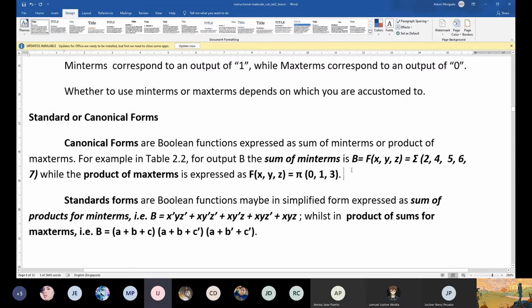Ma'am, saan po galing yung pi? Pi. When you say pi, that's a symbol used to express max terms. So when you say summation, that is min terms. When you say pi, that is max terms. So function of xyz is pi 0, 1, 3. That means that max term 0, 1, 3 has an output of 0. When you say summation, that means it is followed by the minterm numbers. So itong mga minterm numbers na to has an output of 1. Okay? Question?